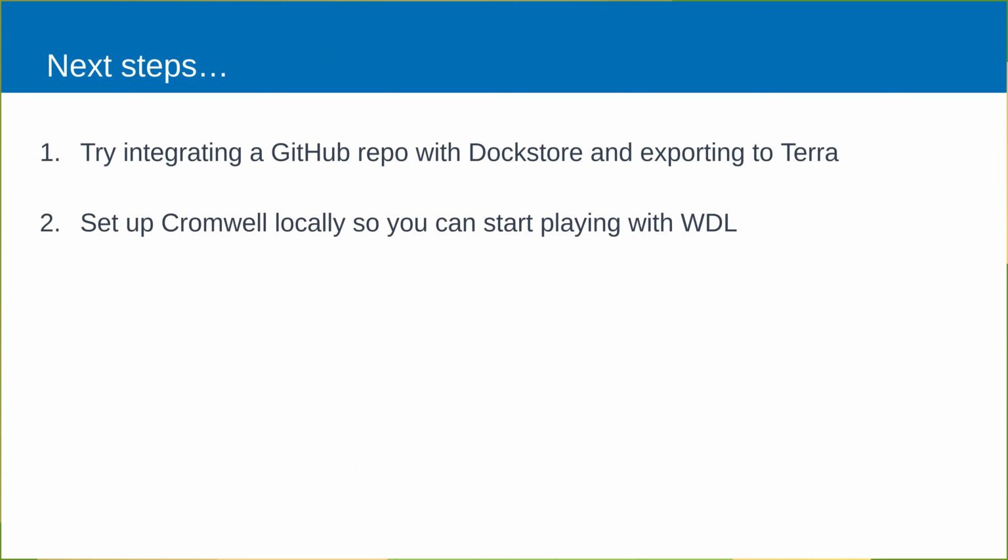So to wrap up and go through your next steps, we've gone through the process of integrating a Dockstore formatted GitHub repository, and then exporting versions of that workflow to Terra. In previous iterations of the workshop, you've probably played around with setting up Cromwell locally. There's also information in the Dockstore workshop showing you how to set up Cromwell locally if you want to run WDL workflows locally.